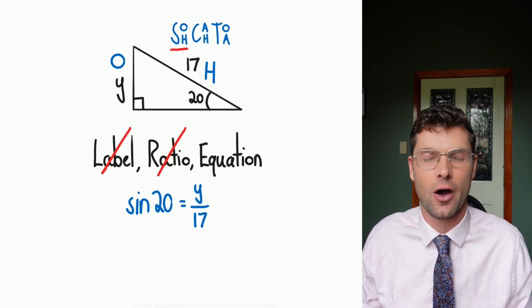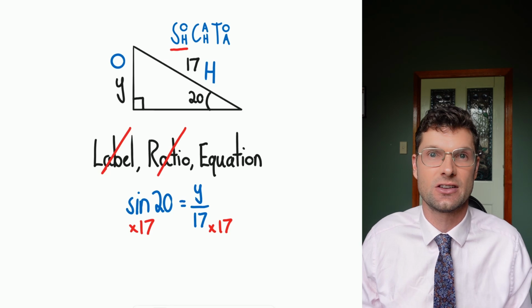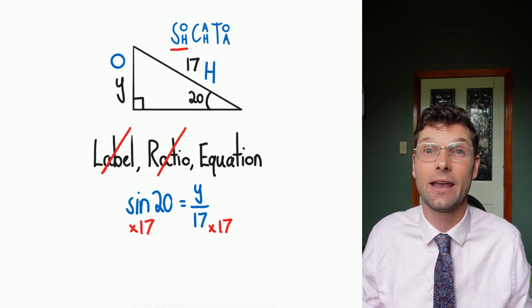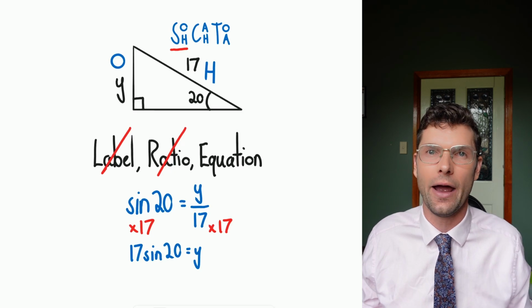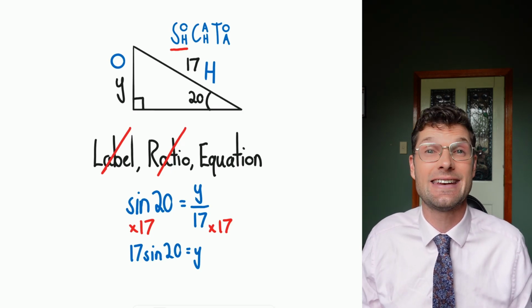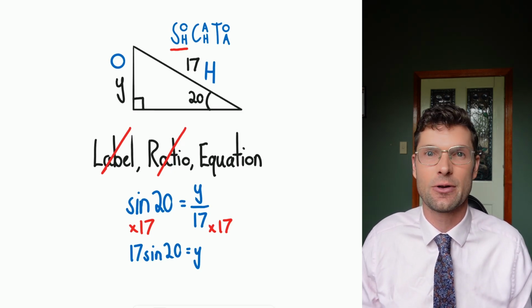Again, to get rid of divided by 17, I need to times both sides by that number. So my working out is just 17 times sine 20 is equal to y. If we throw that into our calculator, we just need an answer less than 17. That's how we know we got it right. Y is equal to 5.81.